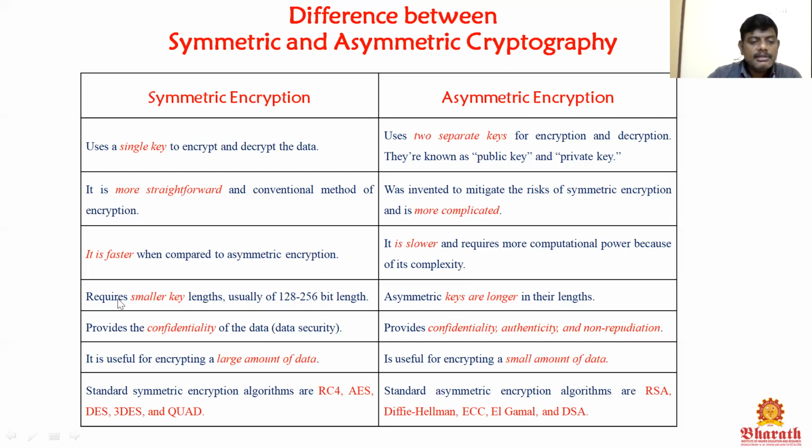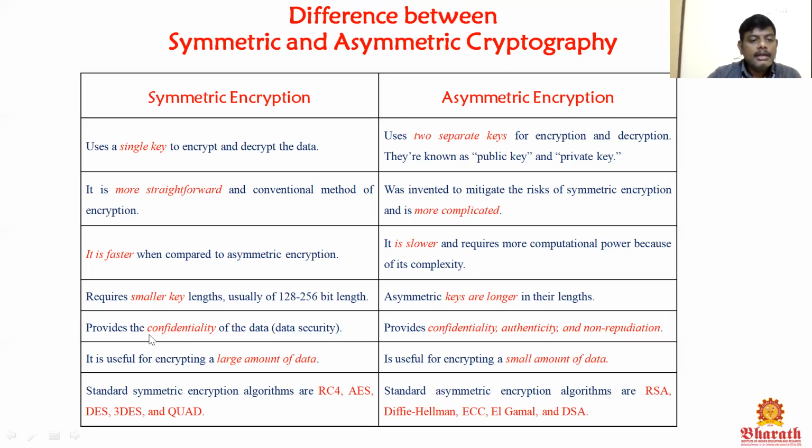Come to the fourth one. Symmetric encryption requires a smaller key length, usually 128 bits to 256 bits in symmetric cryptography. But in asymmetric cryptography, we have used longer keys for encryption and longer keys for decryption.